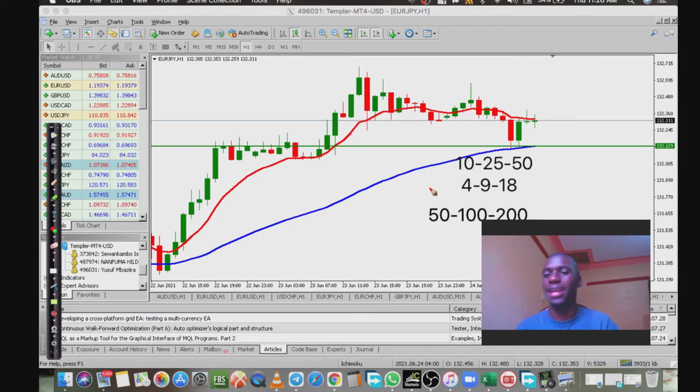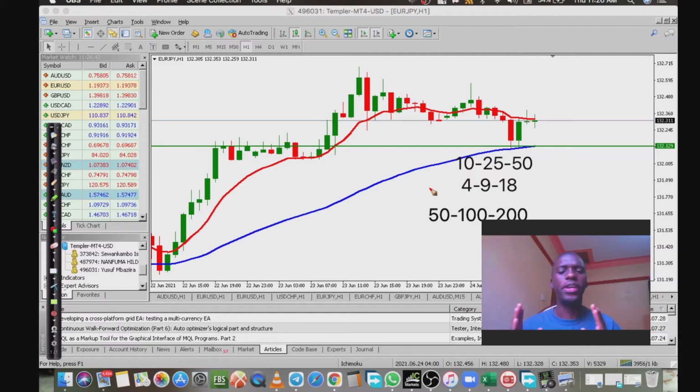I don't know about the 4, 9 and 18. I don't know about the 10, 25 and 50. Now we're looking at the criteria of you basically choosing the biggest. Of course, you know what you want. If you're really not sure which moving average you're supposed to choose to work as your base, you can always just choose any time frame.